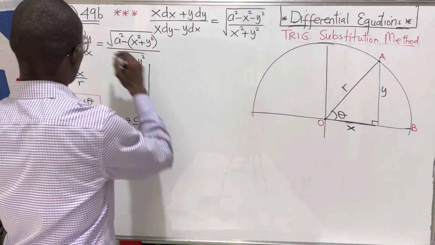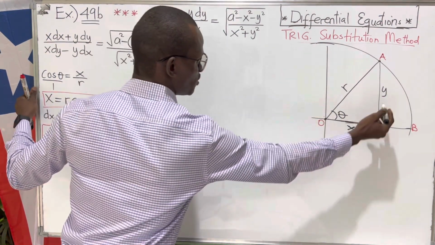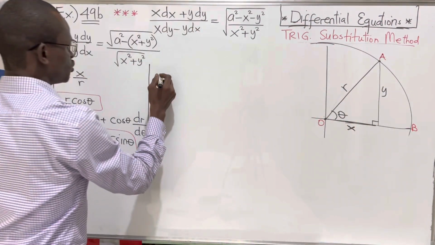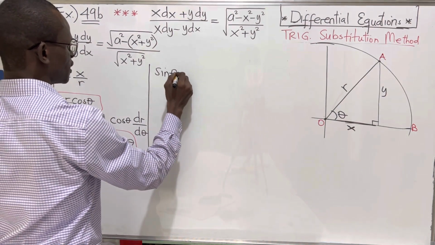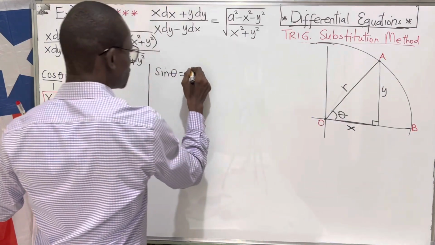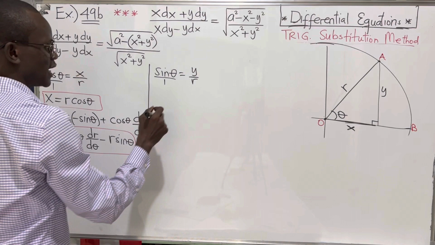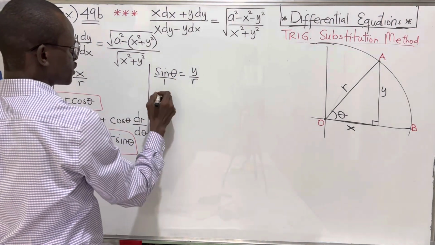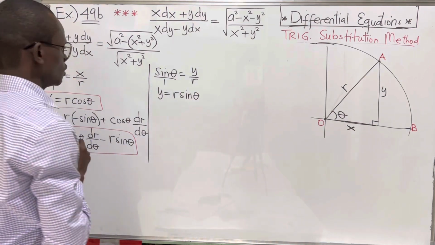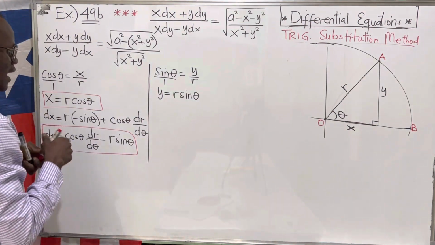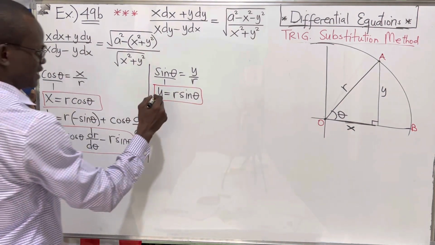We say let's find y. To find y also, we know that we need to pair y and r. So we can use a trigonometric function called sine of theta. We know that sine of theta is the opposite side, which is y, over the hypotenuse, which is r. Expressing this as 1 over 1 and cross multiplying, we're going to have y equals r sine of theta.